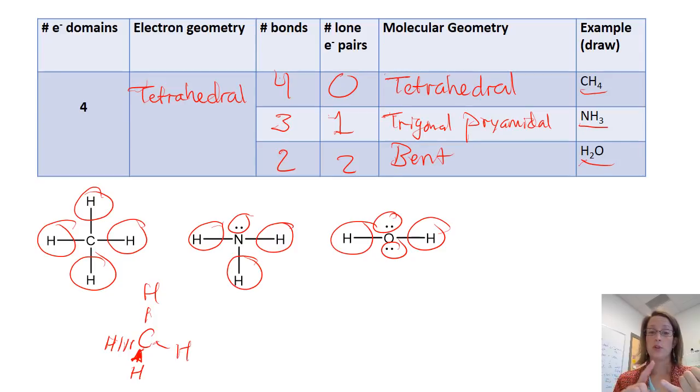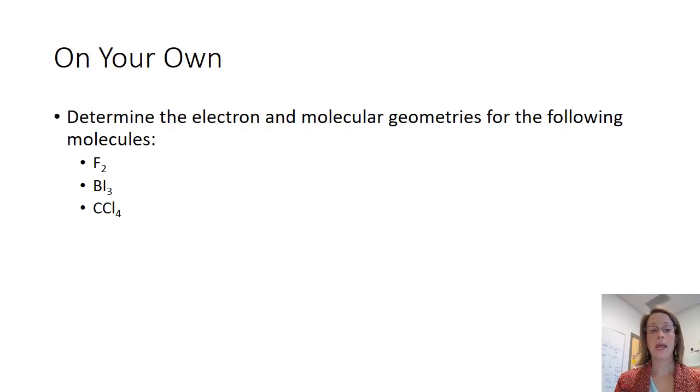So you need to be able to draw Lewis structures. You need to be able to figure out bonded atoms and lone electron pairs around the central atom only in order to figure out the electron geometry and then the molecular geometry. And here are 3 examples for you to try on your own. They are in your packet that you have as well, and we will see them in class.